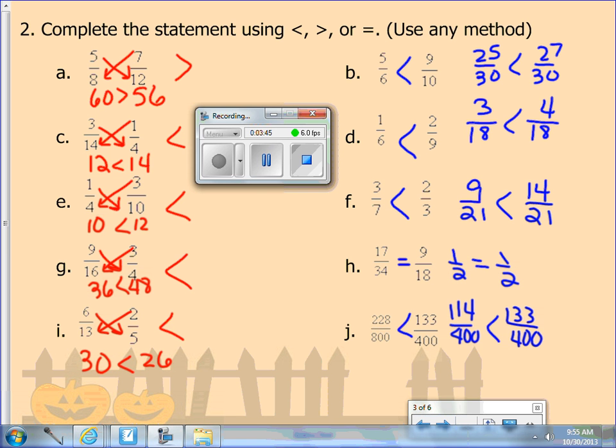Check your answers. You'll notice on H, we reduced them. 17/34 reduces to 1/2. 9/18 reduces to 1/2, so that I can clearly see that those are equal.